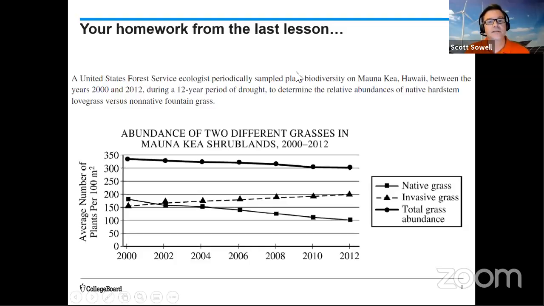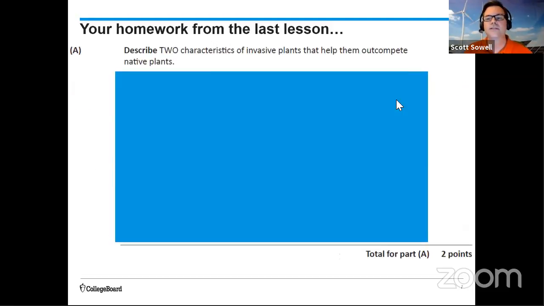And so there's the opening here, and then it gives you a graph. So we can look at the graph in terms of the axes. What are the 3 data sets that are displayed on the graph? The title: the abundance of 2 different grasses between 2000 and 2012. I know when I first read this FRQ, I kept stumbling on native hardstem lovegrass, non-native fountain grass. I mean, they're both grasses, they both have complex names. So that was a place that I know I had to slow down a little bit. So let's start looking at some answers.